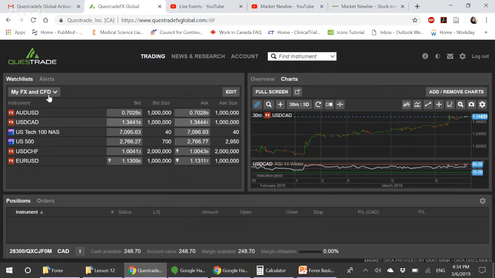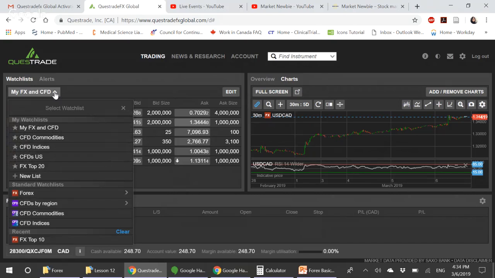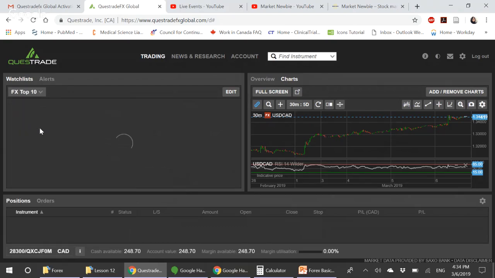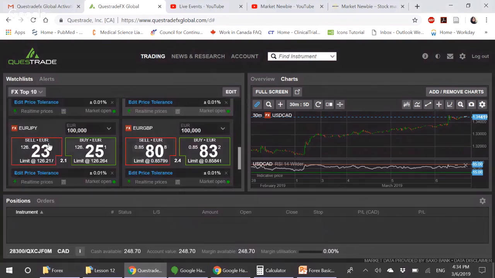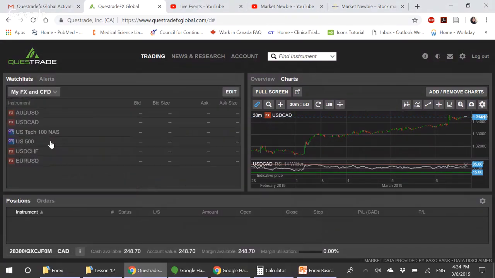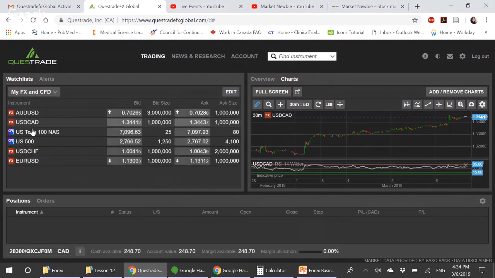It's way easier because if you want to go through other forex pairs, you can go to standard watch list, and then forex top 10 are these guys. You see, it has Japanese yen, euro, Great Britain pounds over a euro. So all these currency pairs are here, but I have created my own watch list here, my forex and CFDs, and I only focus on these. But every once in a while, if I want to switch to other currency pairs, I can easily do that.